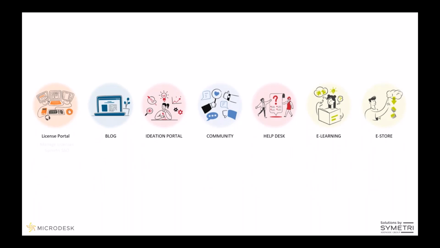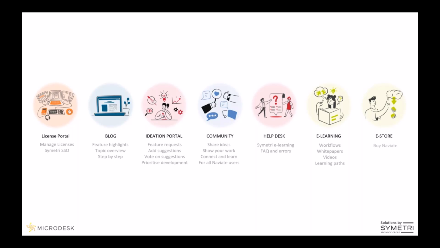And just a little bit of info about each of these. The Symmetry license portal allows you to manage your licenses. So if anyone here has ever done BIMRX, you don't have to have us manage them, you can manage them. The Naviate blog has a whole bunch of tips and workflows for the different Naviate solutions. The ideation portal is where you can go in to add your ideas, upvote other people's ideas, and really determine what our future releases are going to include. You can connect and interact with other users in our community.